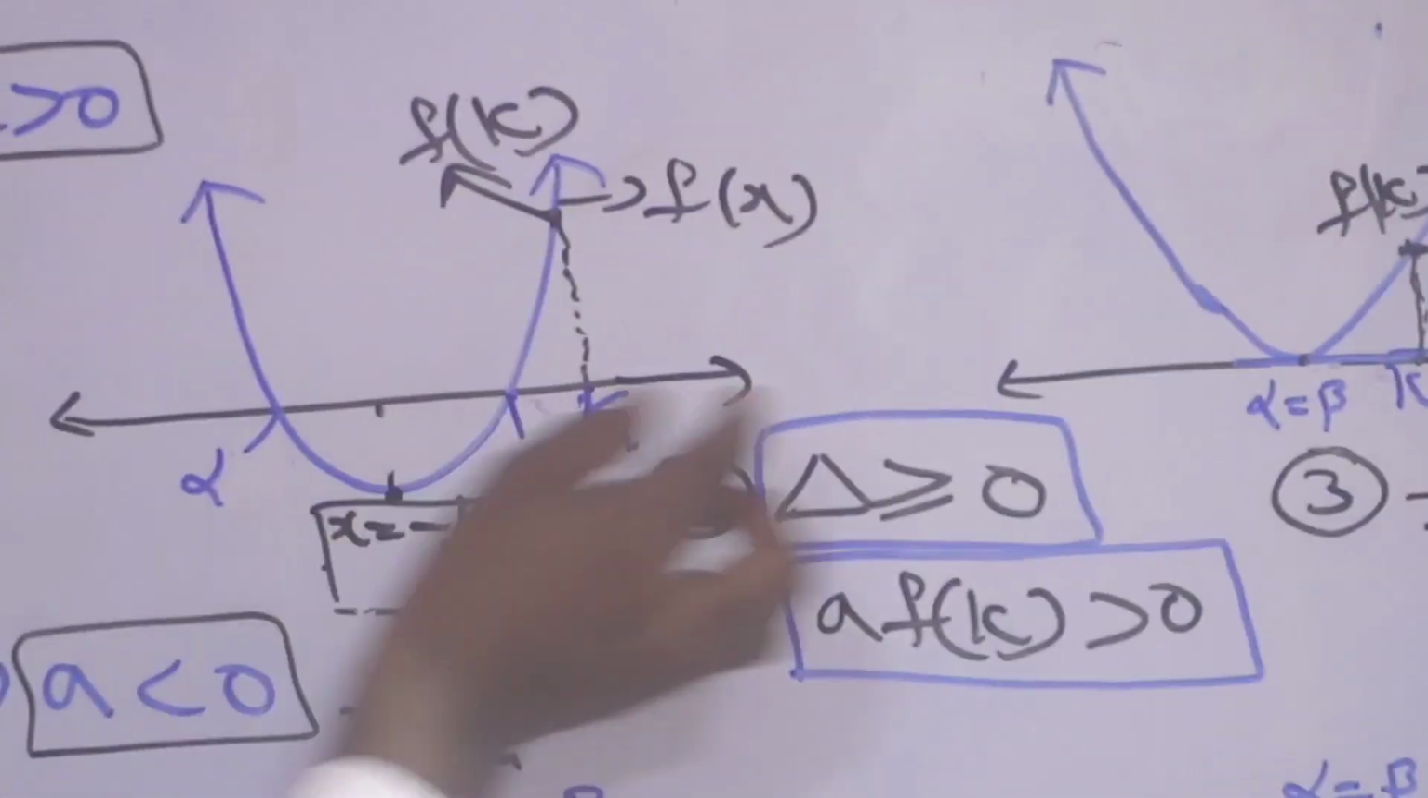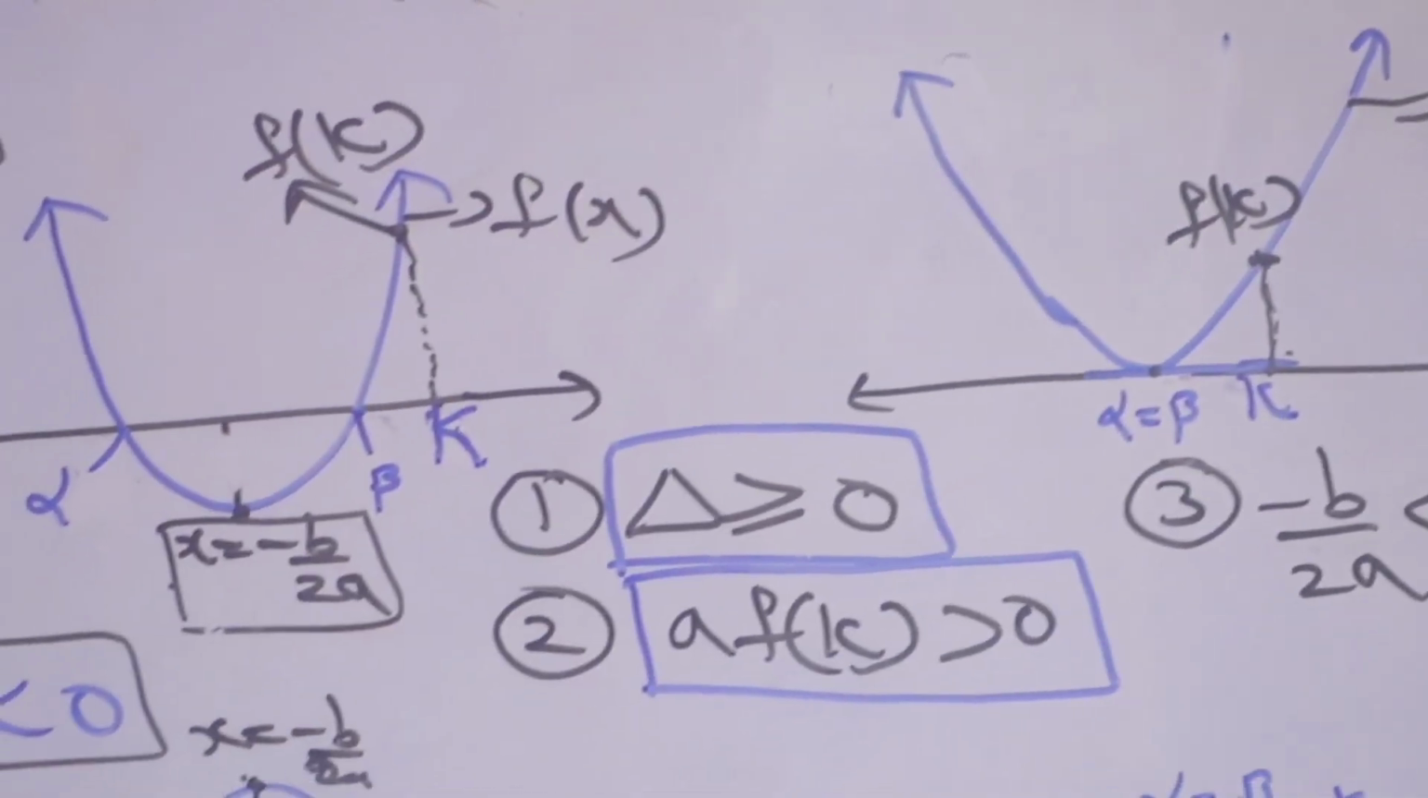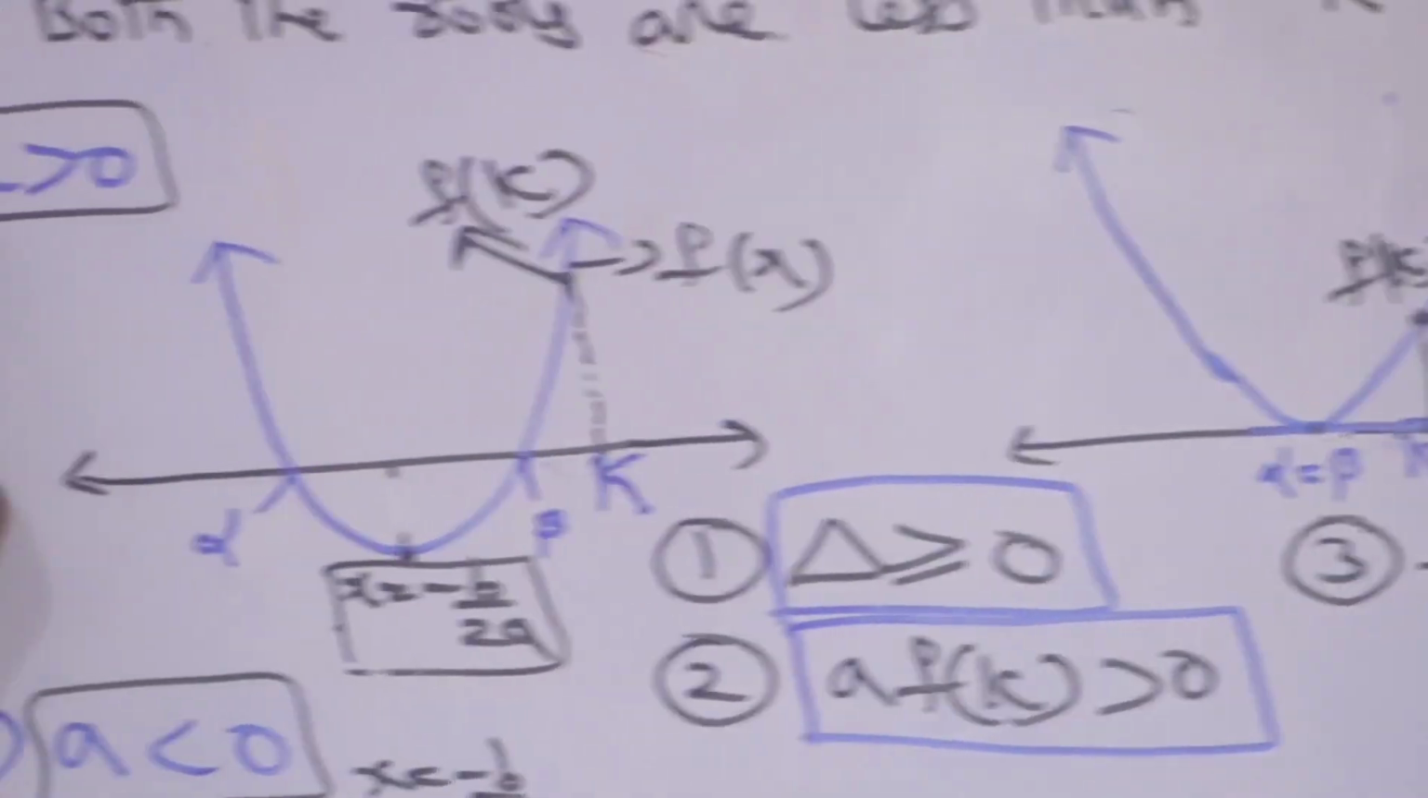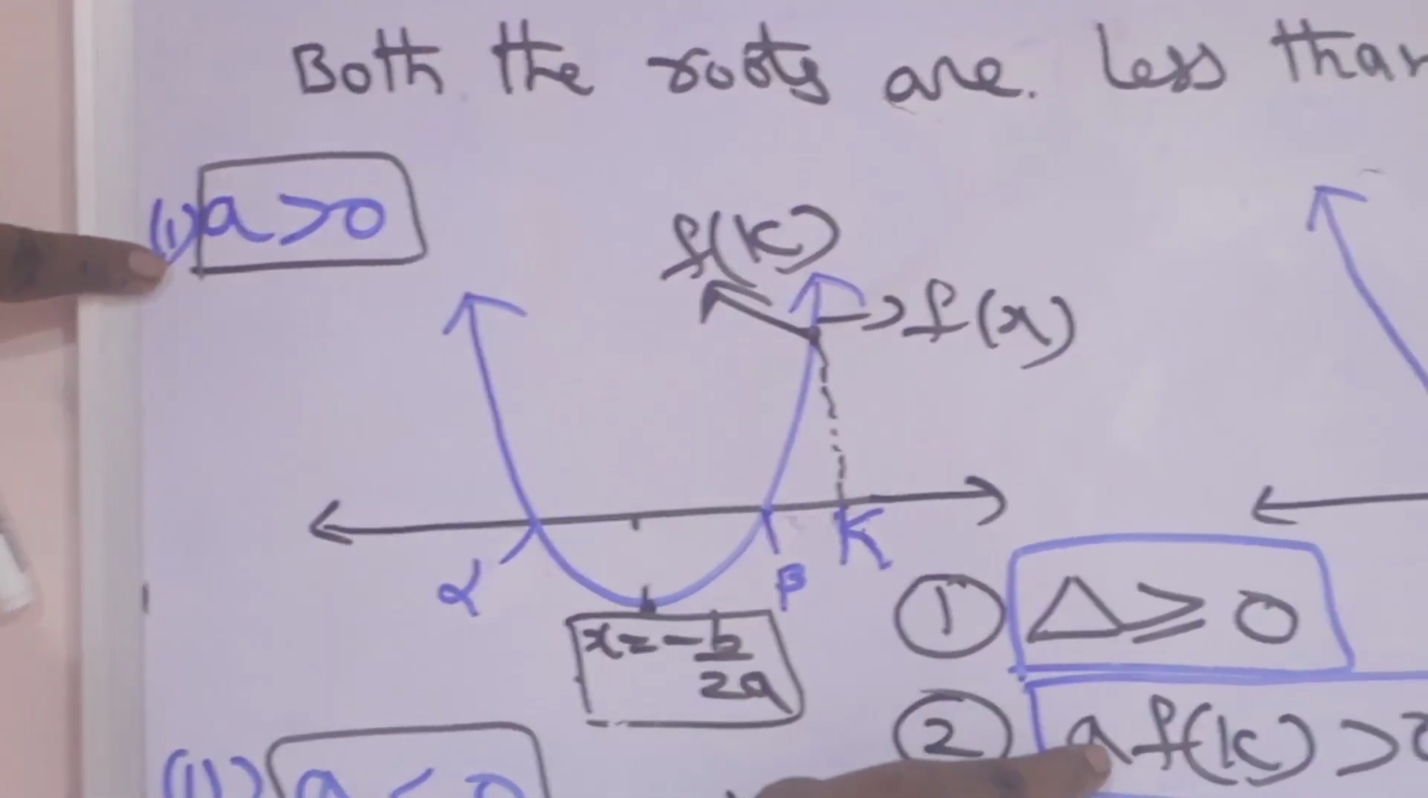It has two roots here. Yes, equal roots are possible. So delta is greater than or equal to 0. From this first case, a greater than 0, f of k is also positive. So a and f of k is positive.